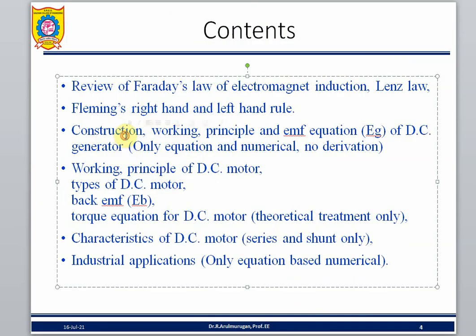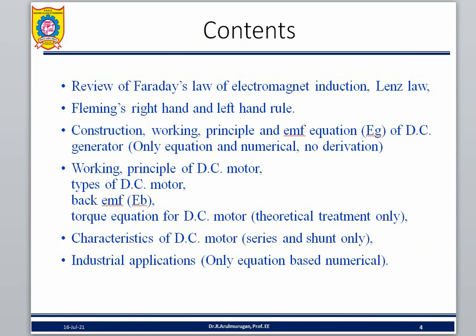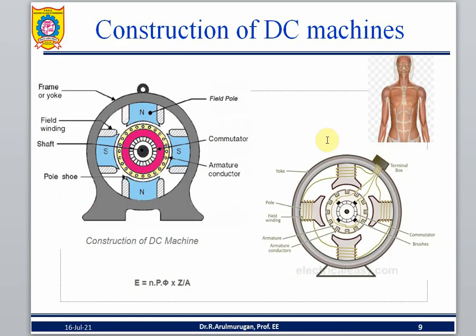Then what else? Construction. About the construction, this is a construction diagram. This is the construction inside the pots. This is a human body. The total human body is protected with the help of the skin. Similarly, the entire system is protected with the help of the yoke, or another name, the frame. It is the first point. It is for protection. So one more question: what is the use of the yoke? The yoke helps to protect from moisture and dust.